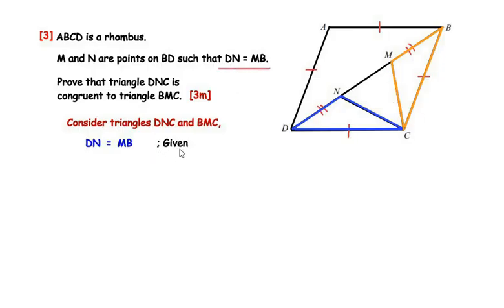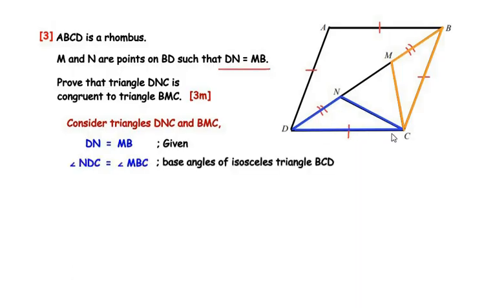So here we have written given, and now angle NDC, that is this angle, will be equal to angle MBC, this angle, because these 2 are the base angles of the isosceles triangle BCD.